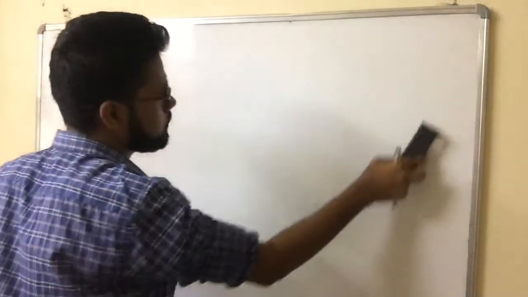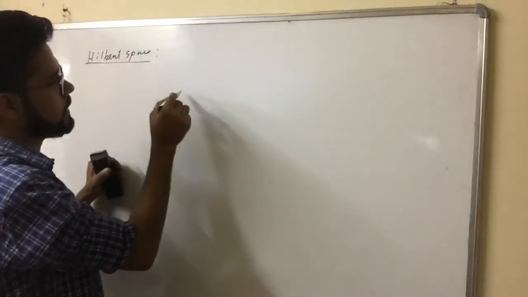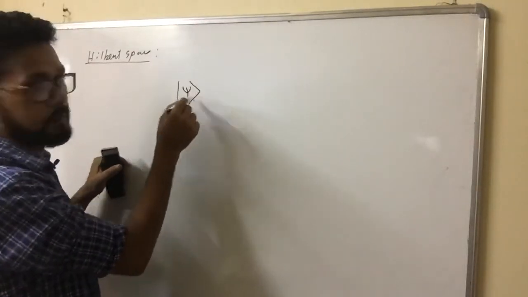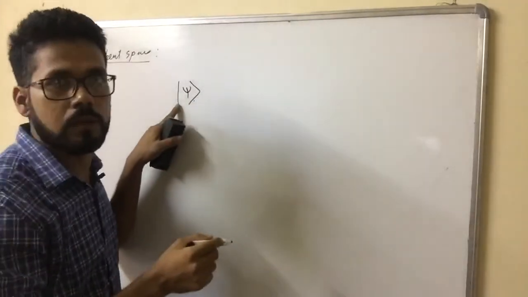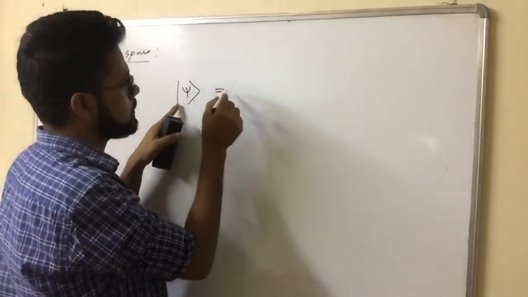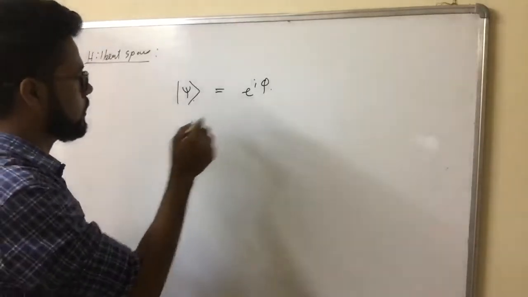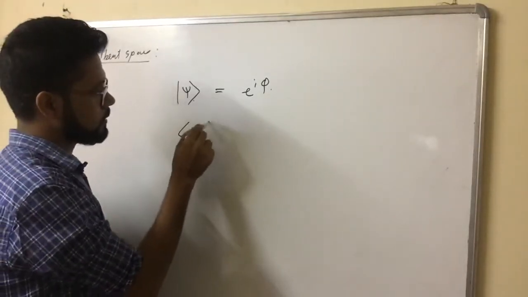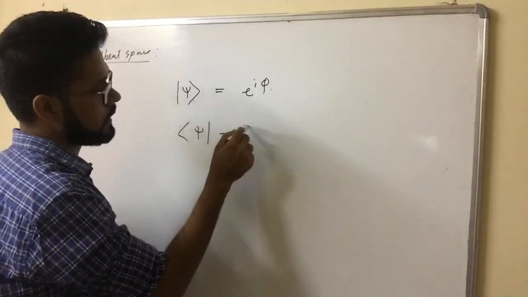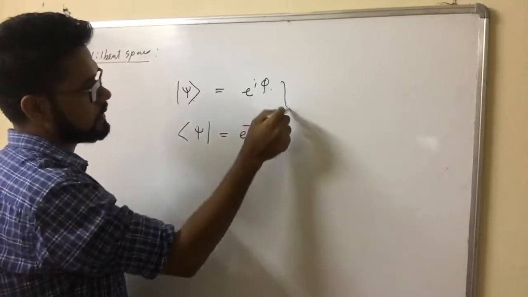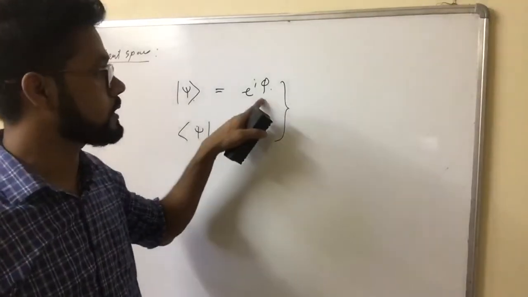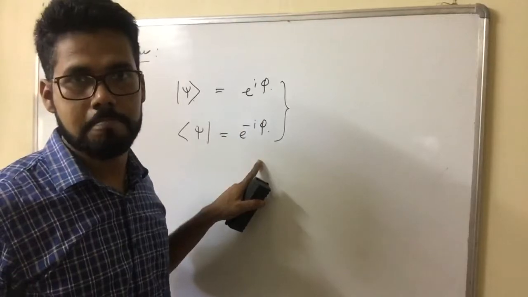So I am giving a simple example. Suppose this is a ket vector in Hilbert space of a wave function. If this wave function is e to the power i phi, suppose, then this bra vector is equal to e to the power minus i phi. Okay, this is nothing, just the complex conjugation of this part.